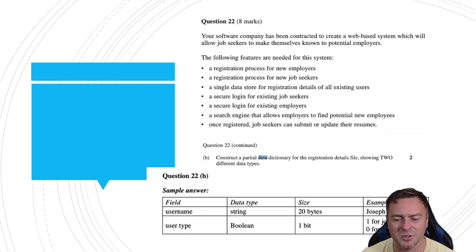The data type was a string and a boolean. So because there had to be 2 different ones. And then the string for username, they said 20 bytes, so 20 characters. And then boolean was 1 byte. So for either job seeker or employer. That's the sort of style of question you're going to get.